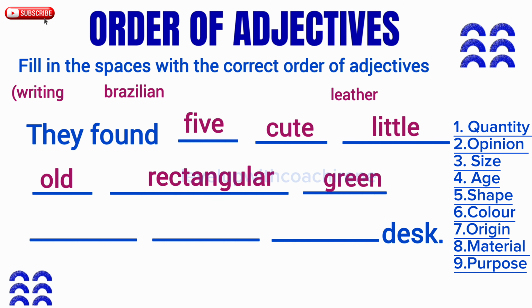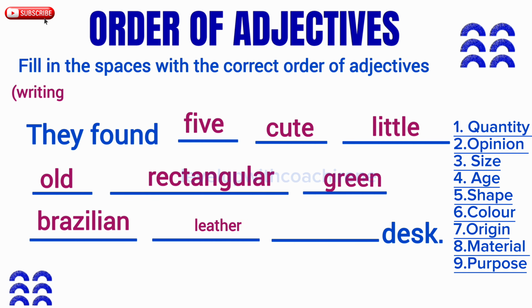Next, we have green, referring to color. Next, Brazilian, referring to origin. Next, leather, referring to material. Lastly, writing, referring to purpose. It explains that the desk is used for writing. They found 5 cute little old rectangular green Brazilian leather writing desks.